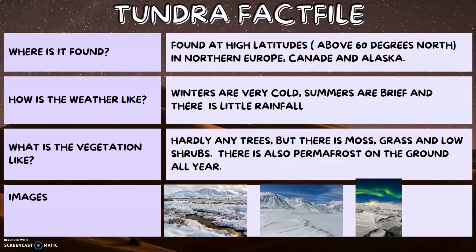Winters are very cold, summers are brief, and there's little rainfall all year. There's hardly any trees, but there is moss, grass, and low shrubs. There's also a layer of permafrost on the ground all year.